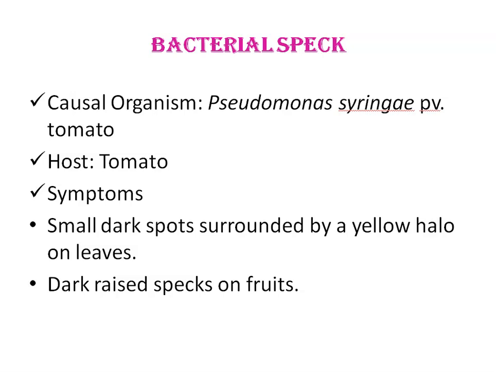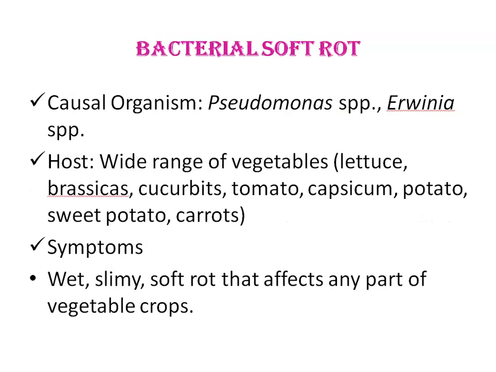So next disease is bacterial speck. So causal organism of bacterial speck is also Pseudomonas syringae, and host is tomato, and symptoms include small dark spots surrounded by a yellow halo on leaves, and dark raised specks on the fruits.